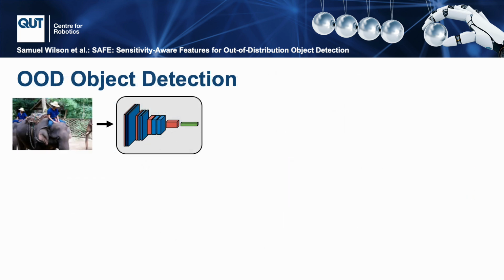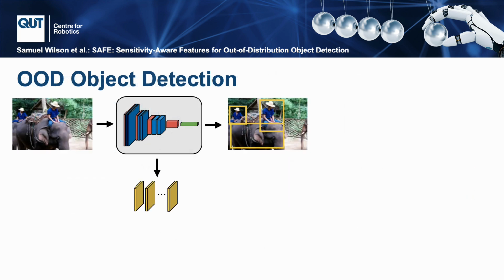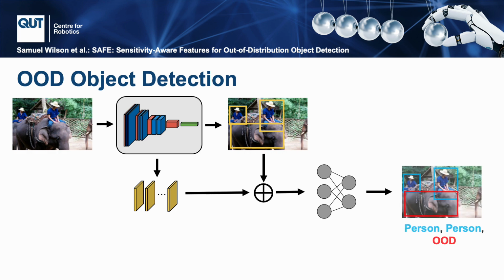During testing, we repeat the same process of SAFE layer feature extraction combined with region of interest pooling, using the auxiliary MLP to detect if a sample is out of distribution or not.